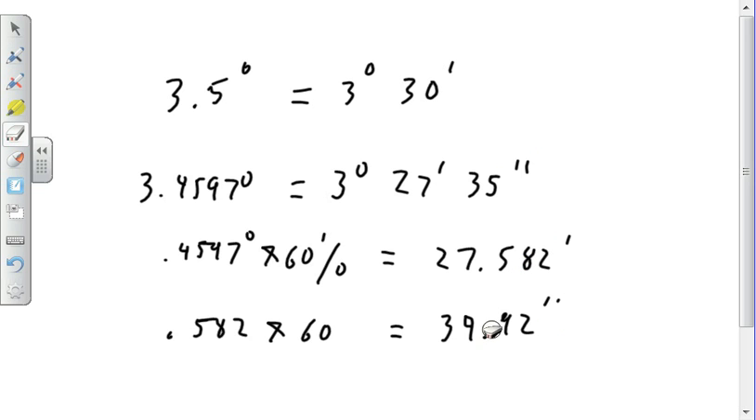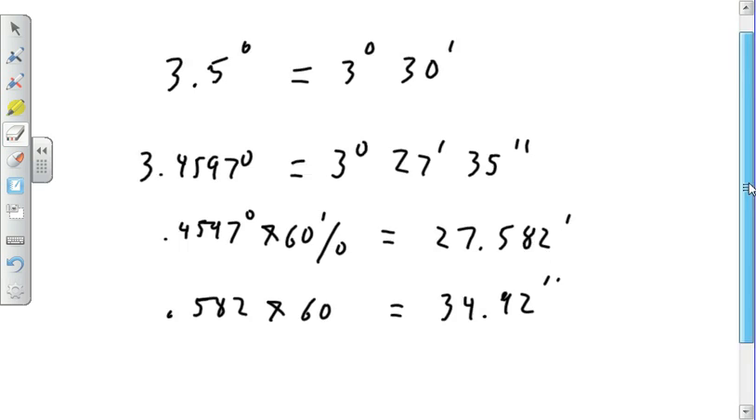I would take my degree, take the fractional part of the degree, multiply it by 60 to get the whole minutes, take the fractional part of the minutes, multiply by 60 again, and get the part that is seconds. So that's how I would change from degrees to degrees, minutes, seconds.